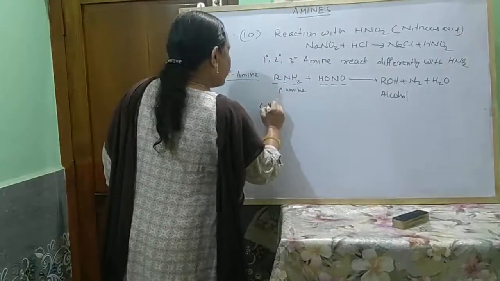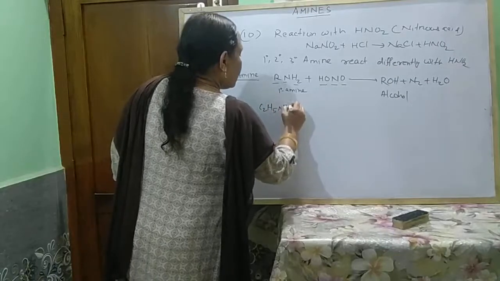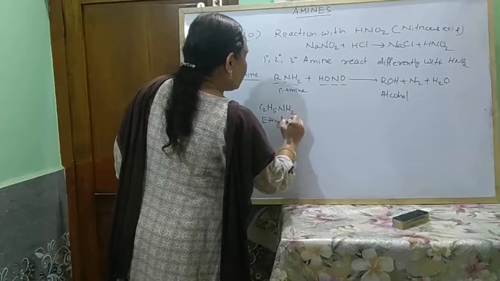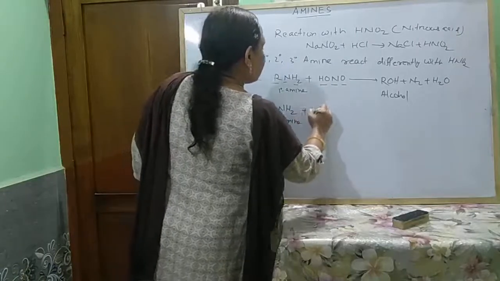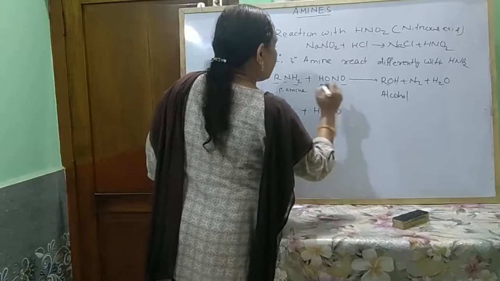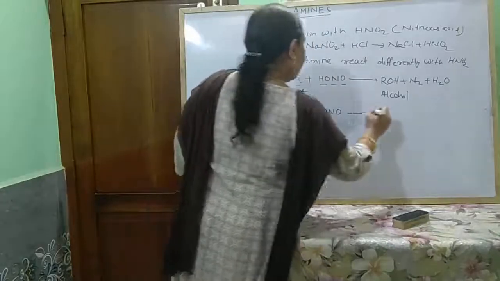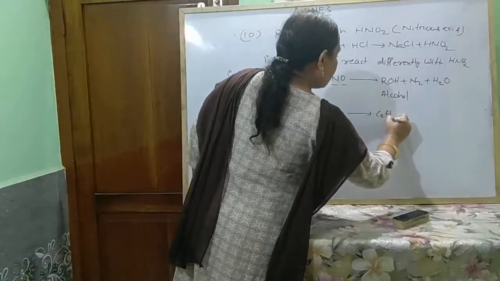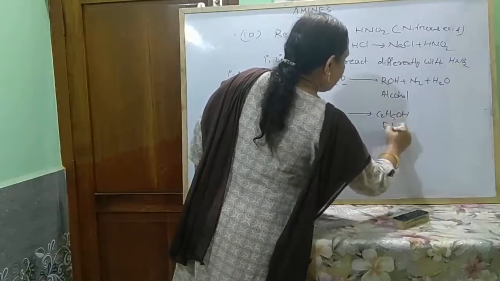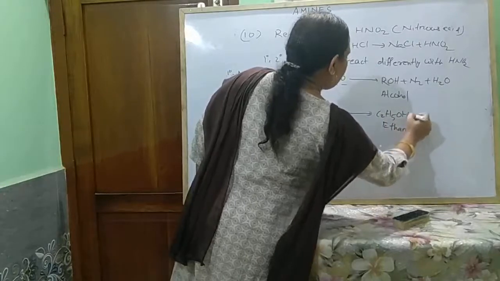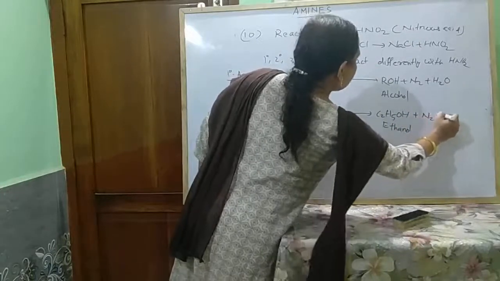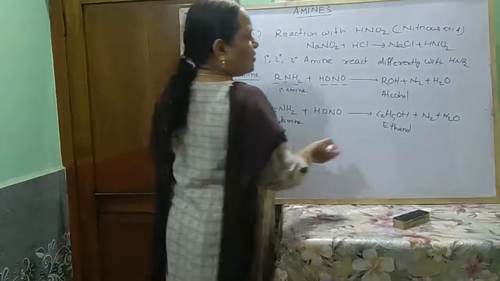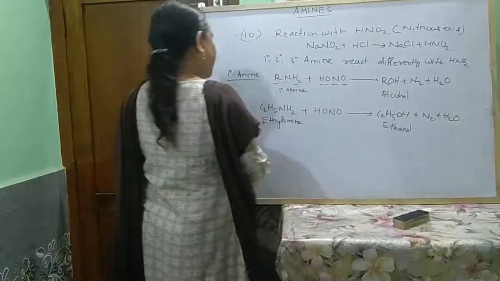Example, ethylamine. This is a primary amine. It reacts with nitrous acid to form ethanol plus nitrogen plus water. The nitrogen gas is produced with effervescence that can be easily detected.